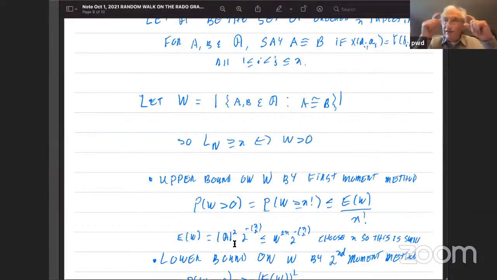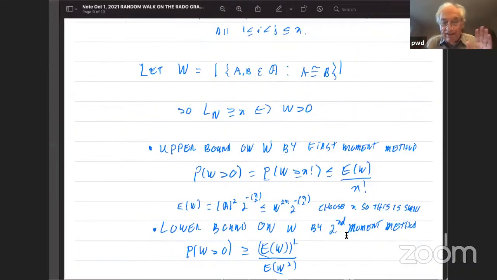It's the size of A squared times 2 to the minus n choose 2. For any A, the chance that the other one matches is 2 to the minus n choose 2. And you can bound the size of A, the number of distinct little sequences of length n, by capital N. So this is less than or equal to that. And then you choose little n so that this is small. But for the lower bound, getting a sharp lower bound, use the second moment method, and you don't want to see it, and I don't want to show it to you.